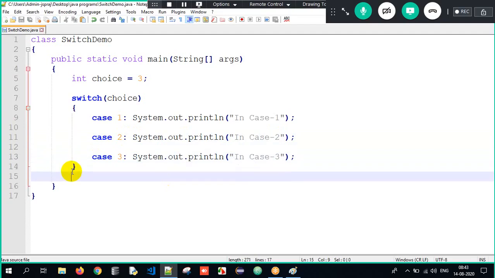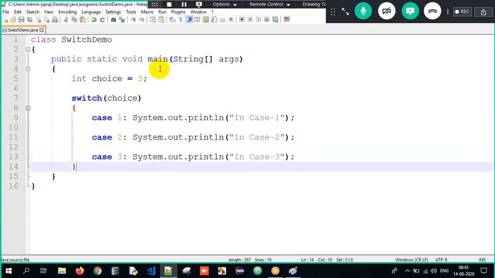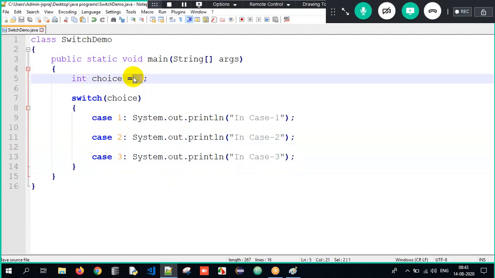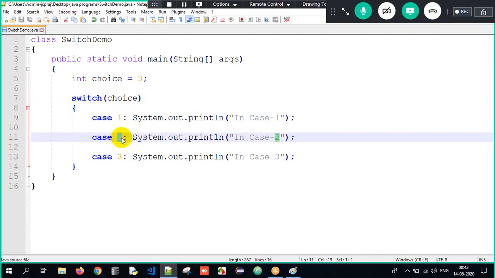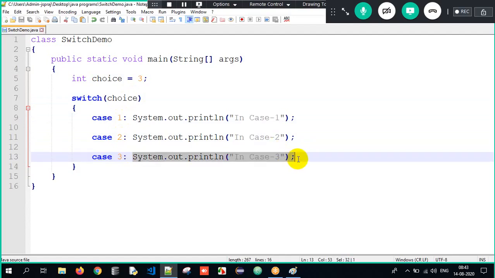This is all about my entire program. Now, what is the choice I've passed? 3. Switch of 3. Is 1 equal to 3? No. Is 2 equal to 3? No. Is 3 equal to 3? Yes. So therefore, case 3 should get executed. Clear? Now let us see it practically.